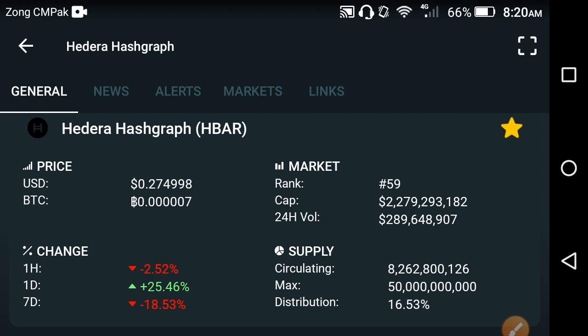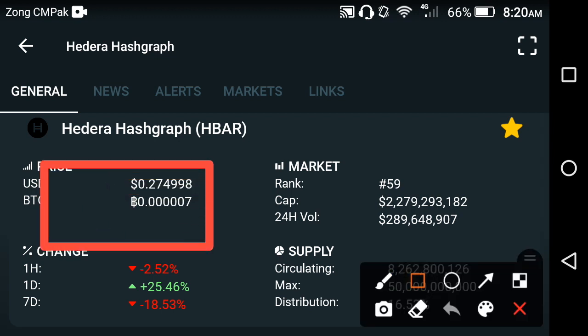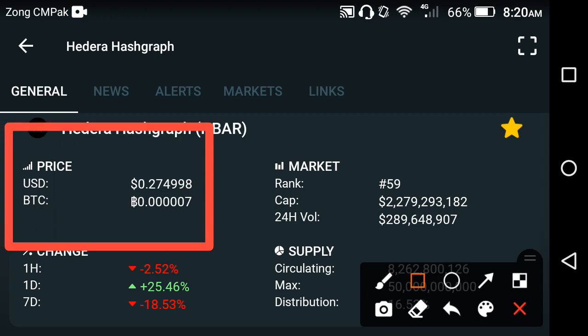Anyways, if you look at the current price of Hedera Hashgraph, the current price is going wrong. 0.274998 US dollar is the current price of the Hedera Hashgraph in the market.